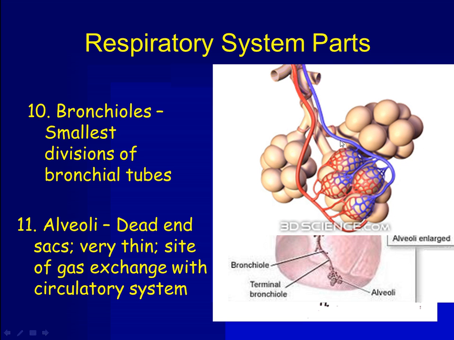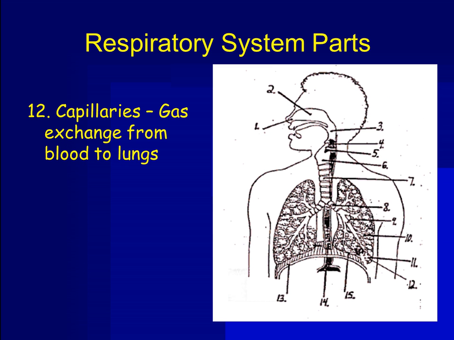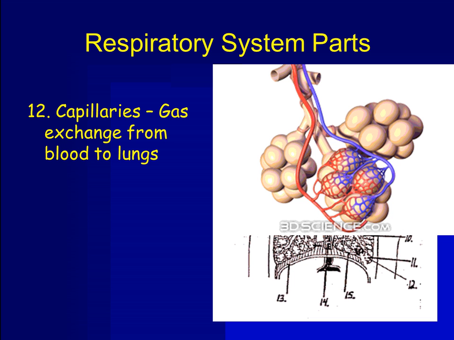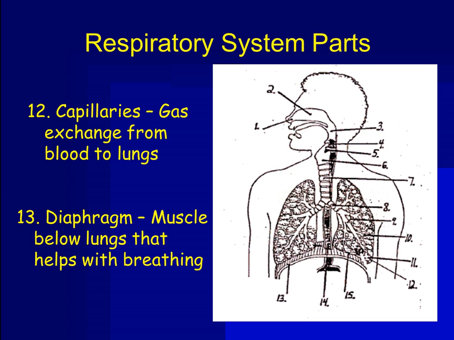Here's another diagram that shows the alveoli at the very end. Bronchioles up here, alveoli down here, and here's the capillaries from the pulmonary arteries and then going back towards the pulmonary veins towards the heart. Capillaries, gas exchange from the blood to the lungs, really kind of hard to tell in the diagram that we're pointing at a capillary versus an alveoli. But attached to the alveoli, we would find capillaries. Again, great picture.